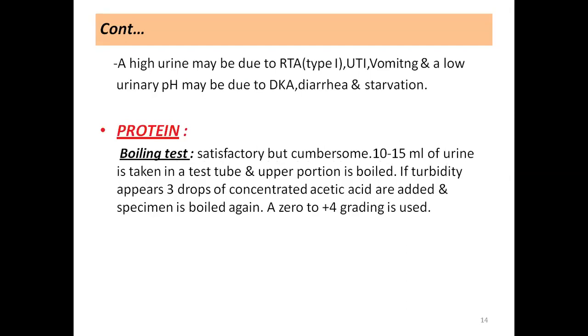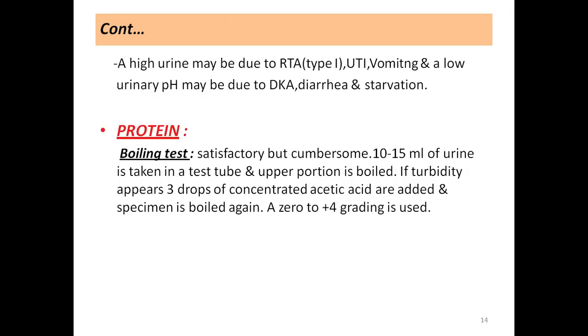Boiling test is the first way of assessing the presence of protein in urine. What we do is 10 to 15 ml of urine is taken in a test tube and the upper portion is boiled. If turbidity appears, 3 drops of concentrated acetic acid are added and the specimen is boiled again. And we do grading from 0 to plus 4. Now what does 0 stand for and what does plus 4 stand for?